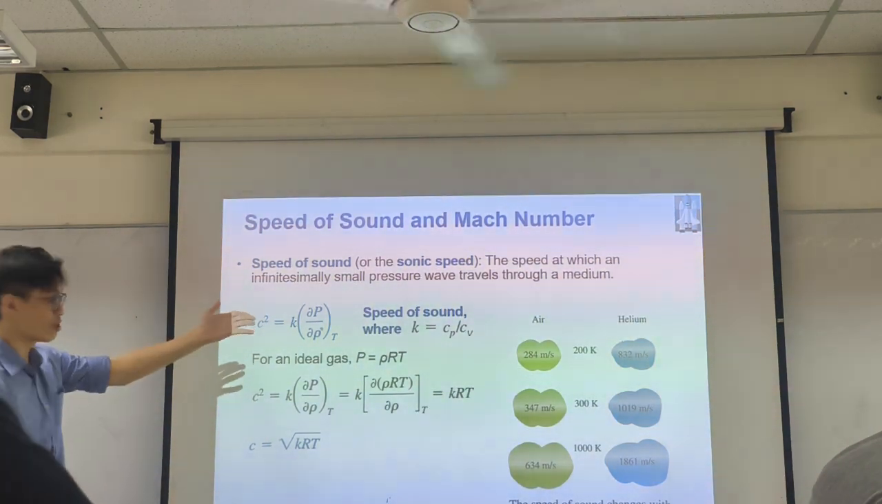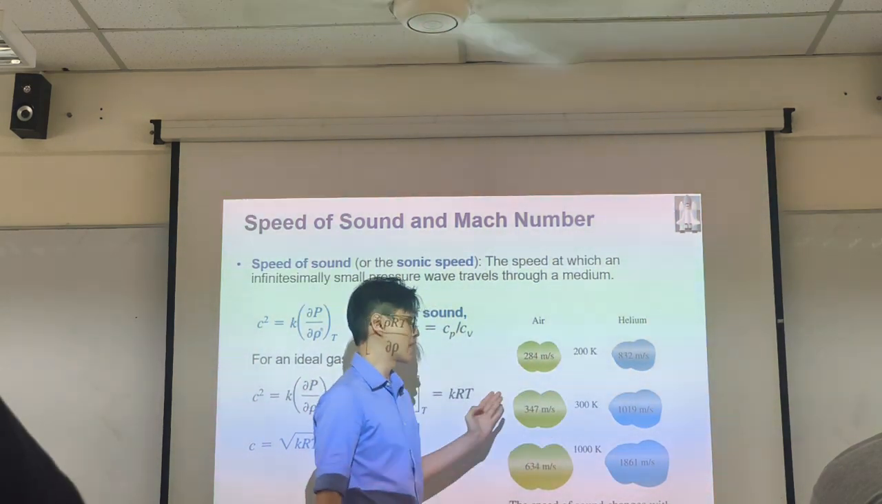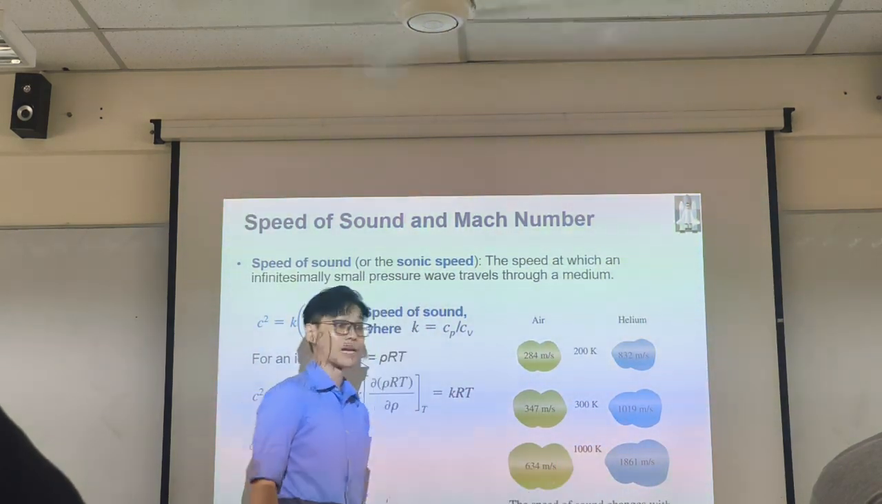Okay, so you can see here also, at 200 Kelvin, air and helium have different speeds of sound, at 300 Kelvin and then 1000 Kelvin, you get different speeds of sound.